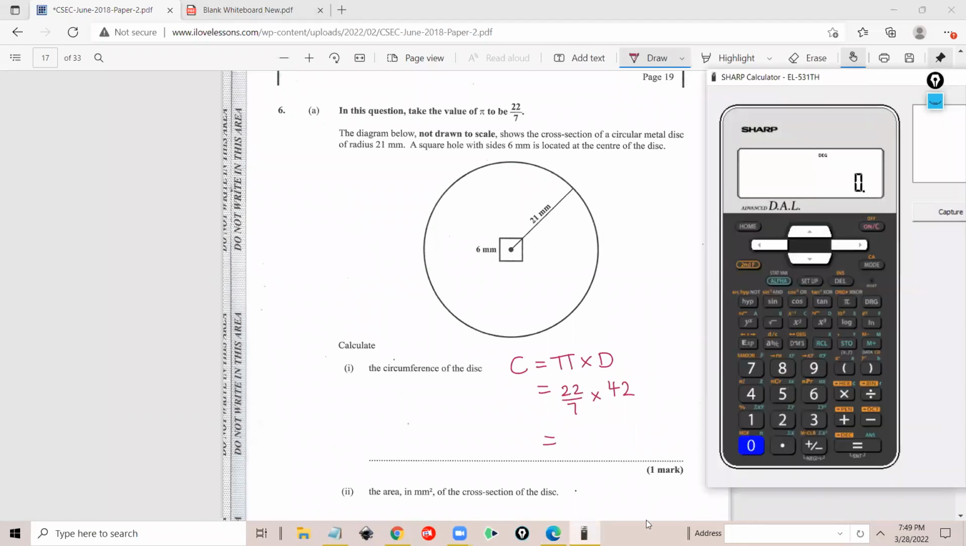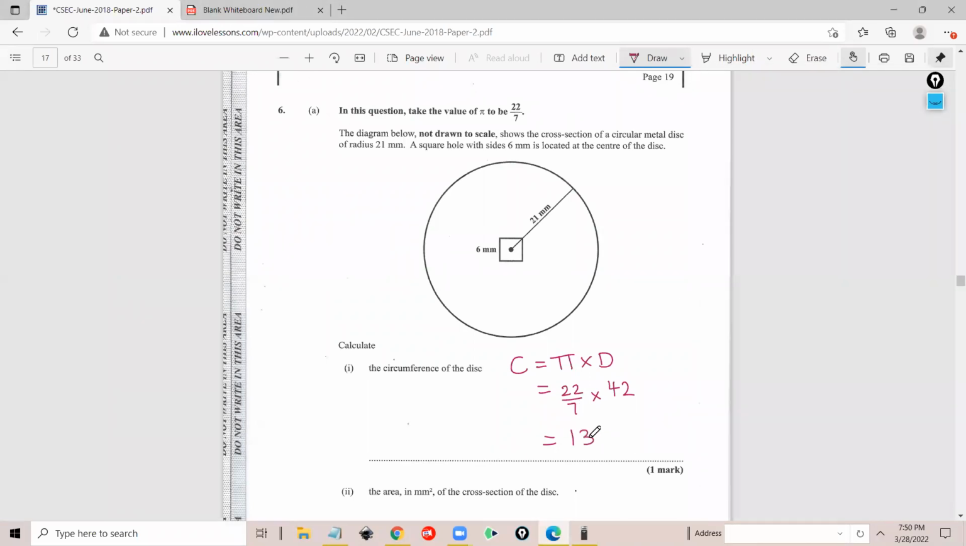So if you're typing that straight on your calculator, let me do it here. 22 divided by 7. I press equal, you get this crazy number. And you don't clear your calculator. You just press right after, multiply by 42, and you will get exactly 132. So if you do it exactly like how I just did it on the calculator, you're going to get 132 millimeters. Circumference is a distance, a regular boring distance. So since we're using millimeters, the answer will also come out in millimeters.